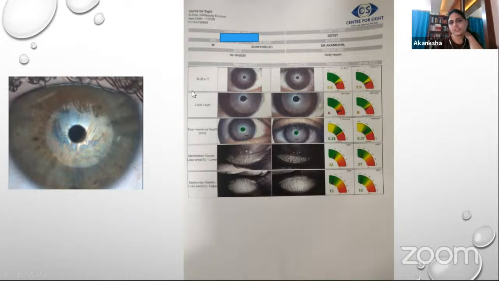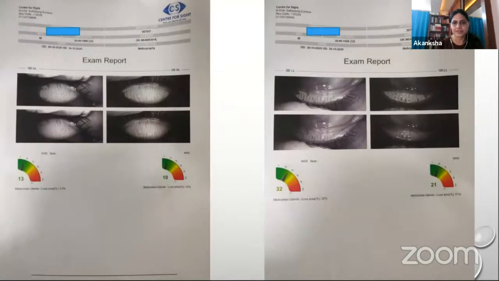It would give you the non-invasive tear film breakup time, where you don't need to stain the patient with fluorescein. Using interferometry and the reflectance pattern that you get, you can quantify the lipid layer present. There you can measure the tear meniscus height, and the Meibomian gland function and structure would also be seen. And you can see in detail how much Meibomian gland loss has occurred in the upper lid as well as the lower lid.